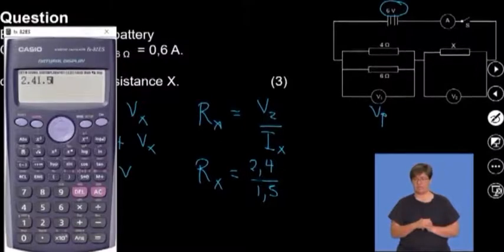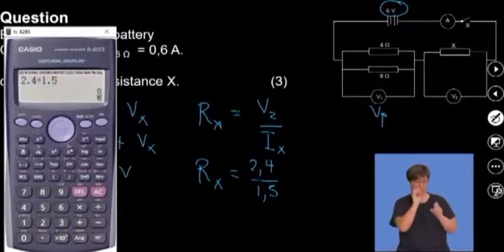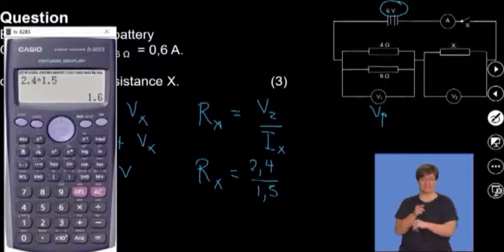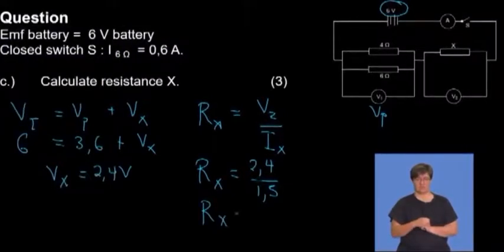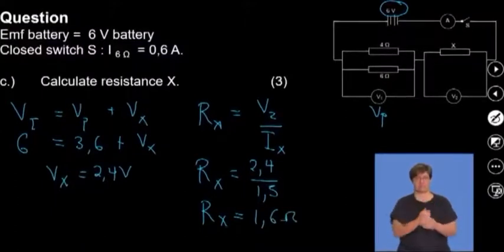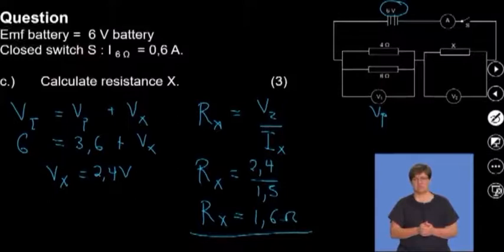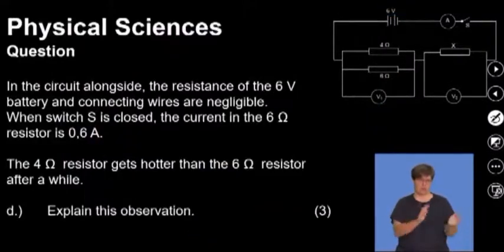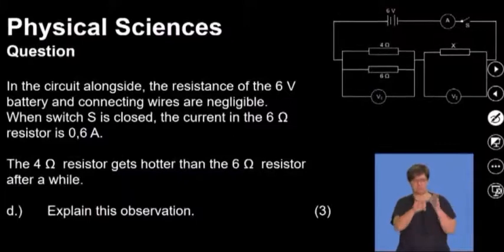Then we need to divide that. Let's delete. Divided by 1.5. Make sure that the values you enter are correct. So the resistance of resistor X is 1.6 ohms. Just to confirm, 1.6 ohms, that's the magnitude of resistance. There are many ways of doing this, but this is one of the obvious ones.